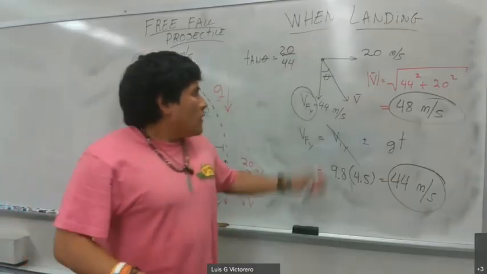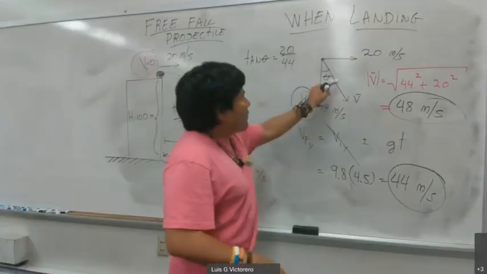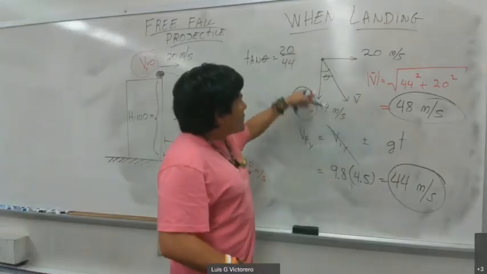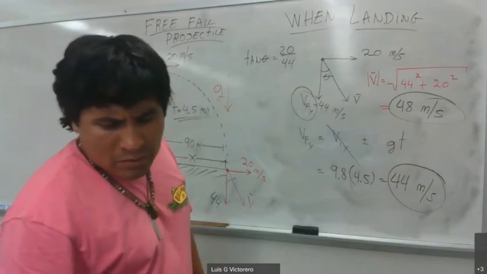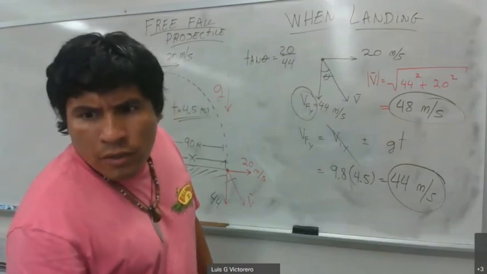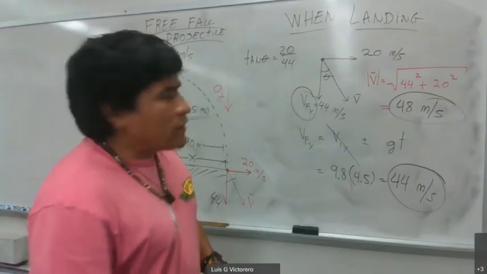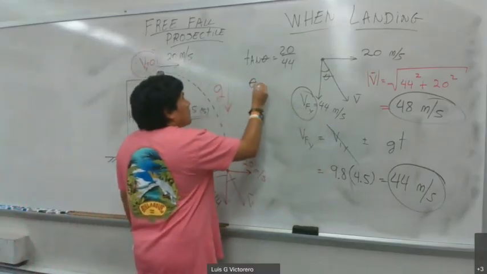I'm going to keep it positive, and the angle is the whole thing, right? But in this right triangle, I can just take the magnitudes, just to get the acute angle. If I do arctangent, 24.4 degrees.